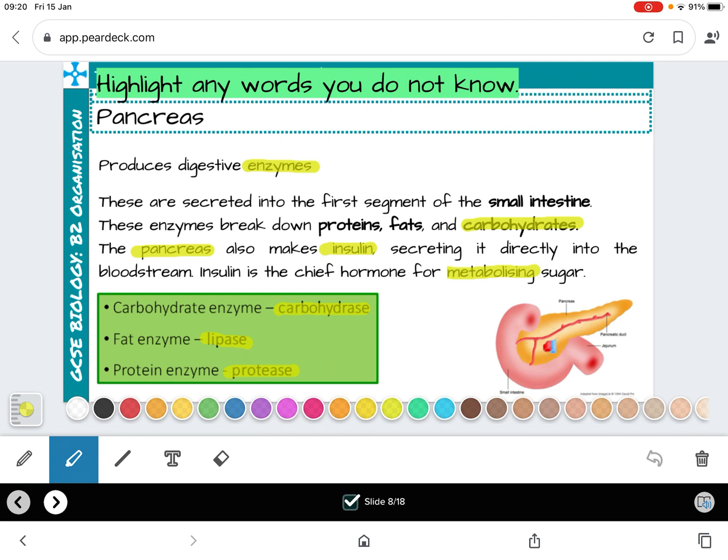Insulin is the chief hormone for metabolizing sugar. Metabolism is a chemical reaction that breaks down or builds up chemicals. In this case, it's going to break down or build up the sugar into a storage organ, that type of thing. And then there are 3 different kinds of enzymes that you need to know about. Carbohydrates are broken down by carbohydrase. Fats are broken down by lipase. We often call fats lipids. And proteins are broken down by protease.